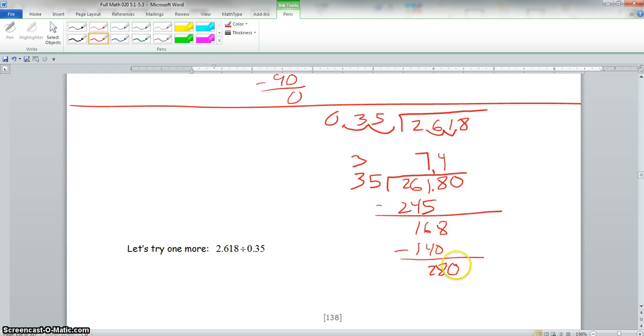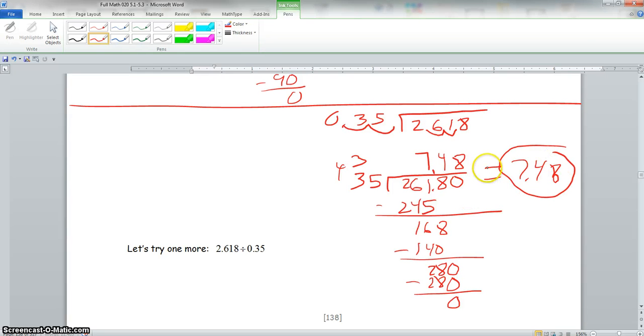Now, 35 goes into 280 8 times. 8 times 5 is 40. You carry your 4. 8 times 3 is 24. Plus 4 is 28. 280 minus 280 is 0. So your final answer here is 7.48. Now again, you could go off to the side to get the number that will go into it evenly. The reason why I knew that 8 was the answer here was because 4 times 35 gave us 140, and that's half of 280. So that means I just needed to double that. That's how I got the 280.